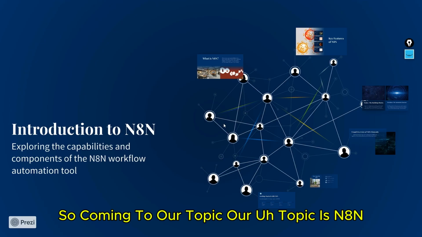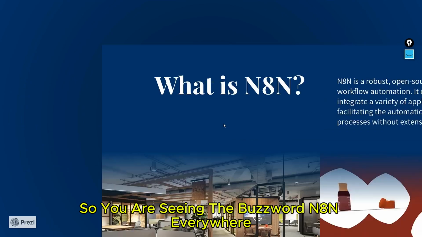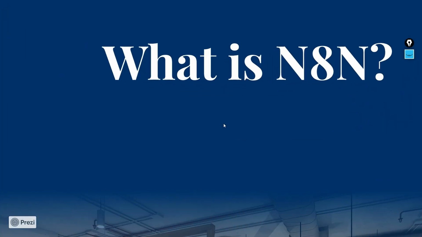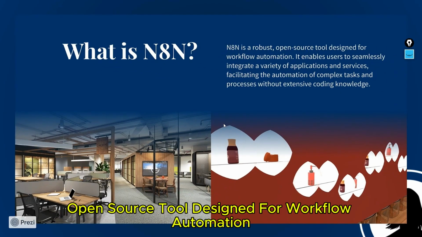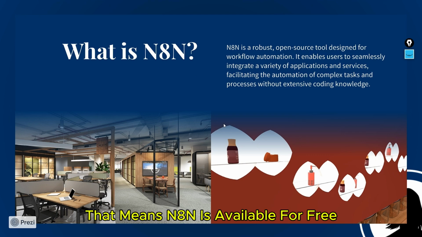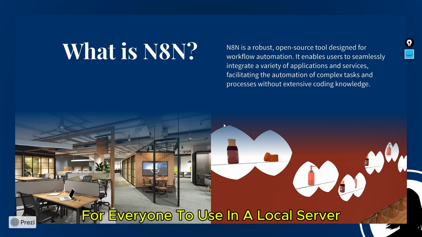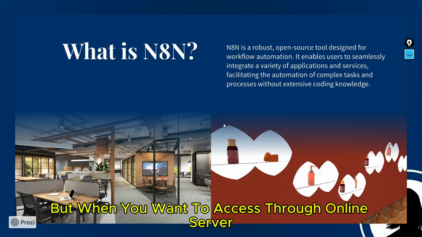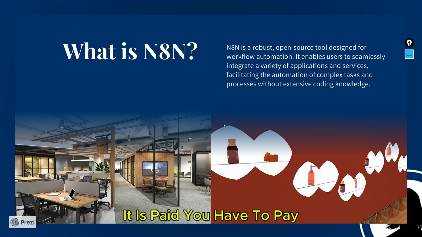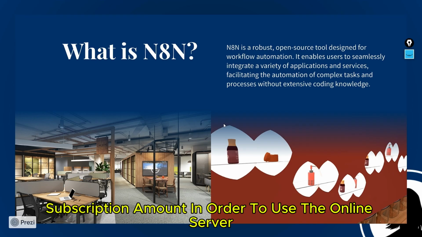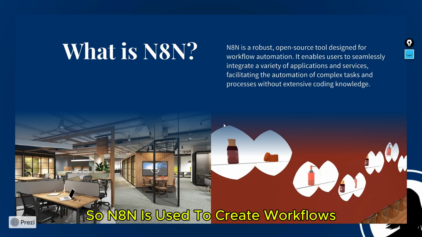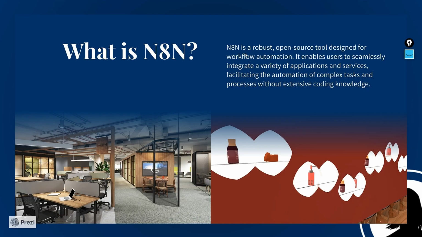So coming to our topic, our topic is n8n. You are seeing the buzzword n8n everywhere. So what does n8n basically mean? N8n is a robust open source tool designed for workflow automation. That means n8n is available for free for everyone to use in a local server. But when you want to access it through an online server, it is paid. You have to pay a subscription amount in order to use the online server. So n8n is used to create workflows.